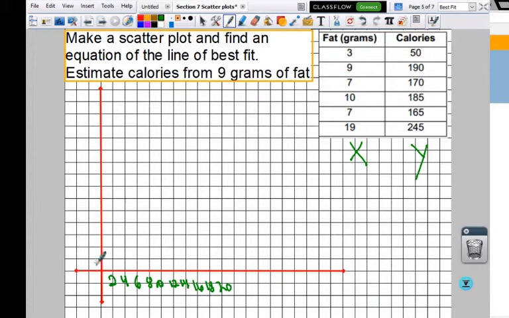So I'm going to go by 50s. So we're going to go 50, 100, 150, 200, 250.